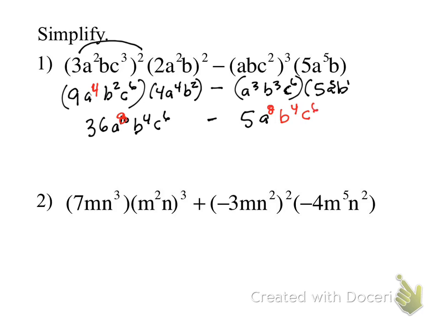Are these like terms? Yes. How do we tell if they're like terms? The variables and their exponents have to be exactly the same. So it's a to the 8th, b to the 4th, c to the 6th, and a to the 8th, b to the 4th, c to the 6th. So this becomes 31a to the 8th, b to the 4th, c to the 6th. And we are done.